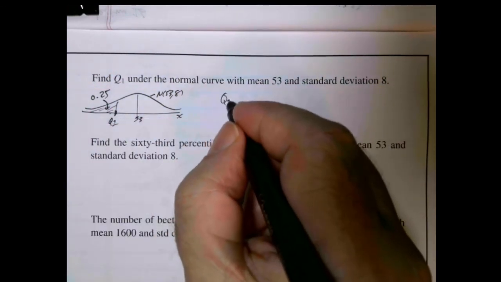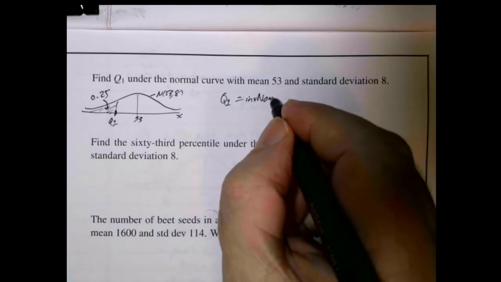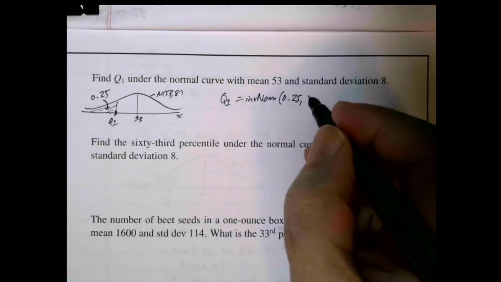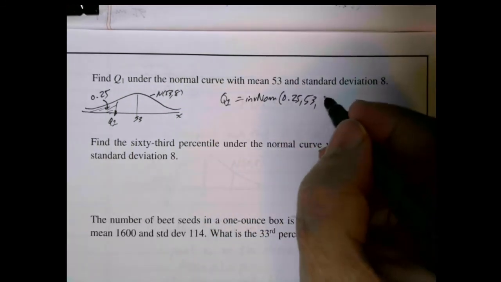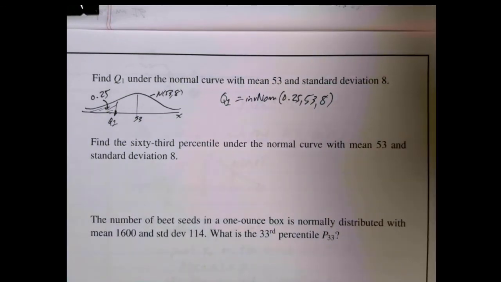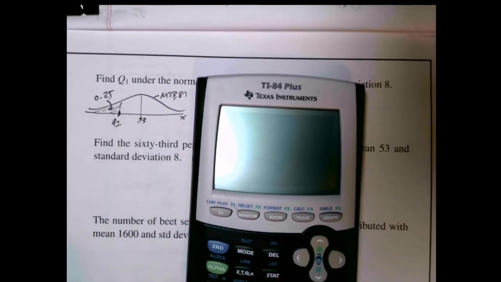Q1 then has to be invnorm of 0.25, comma, the mean, 53, comma, standard deviation, which is 8. And let's go ahead and put that in. Go ahead and punch it in. This stuff is in the book also.